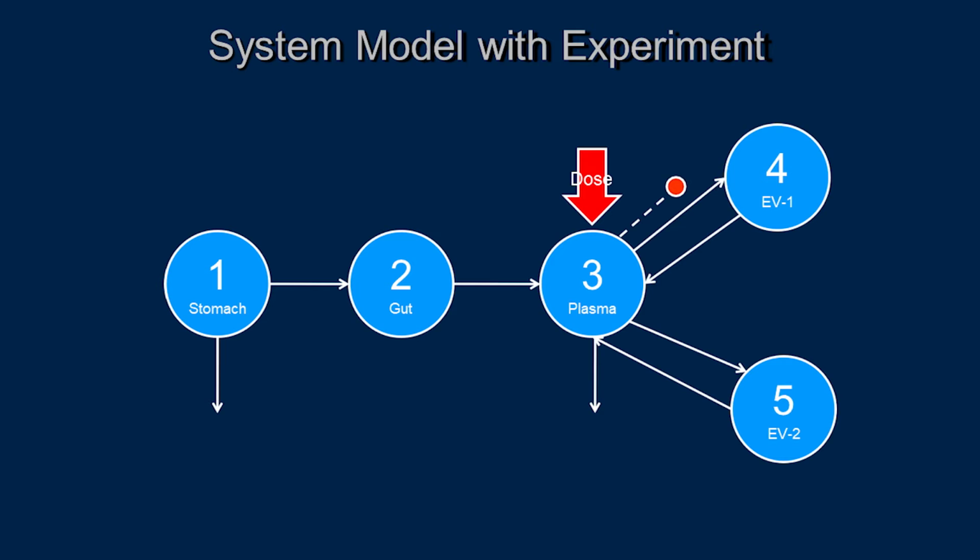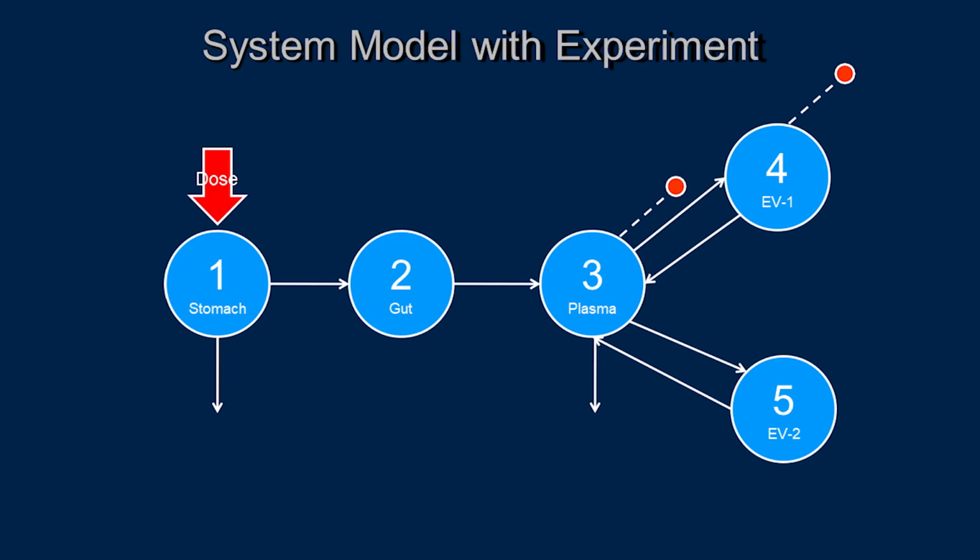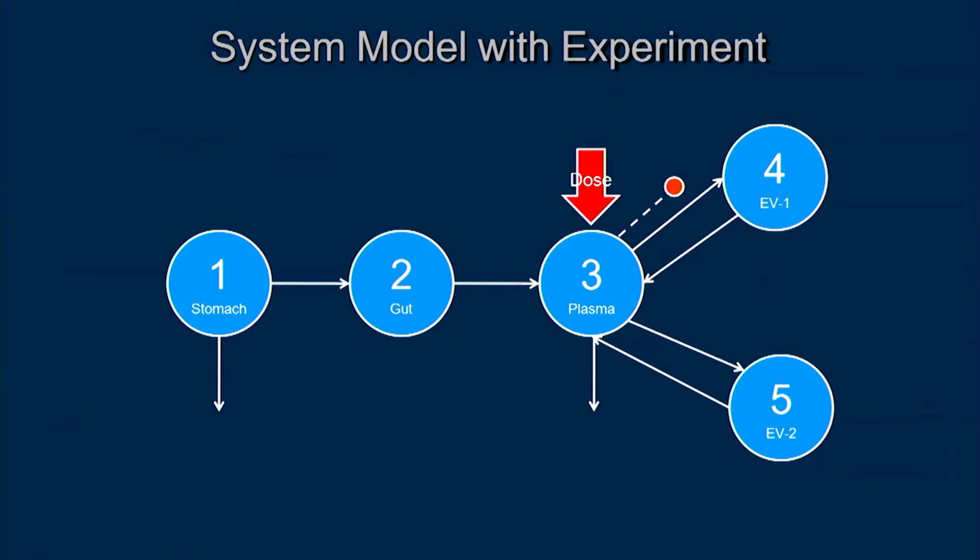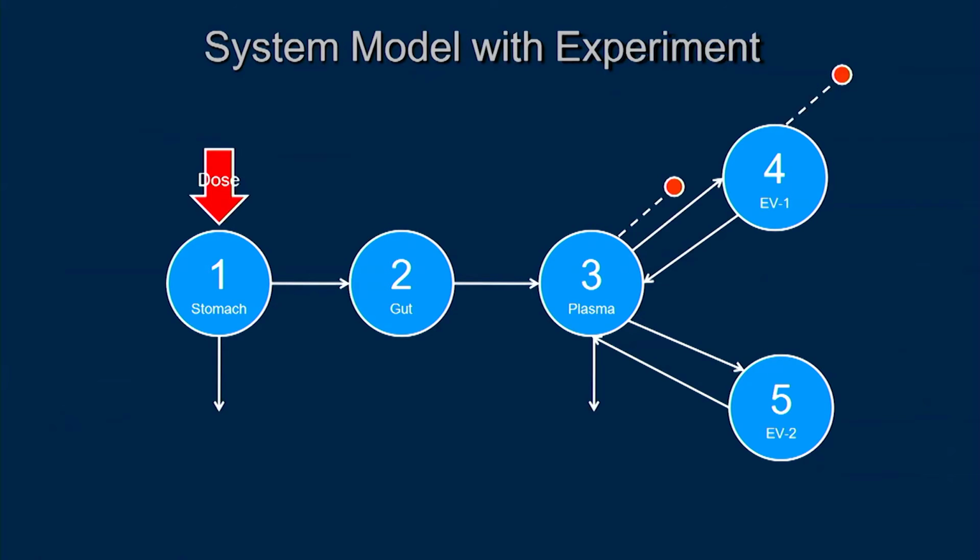On the other hand, I could choose to experiment on the system using an oral dose. In this case, my oral dose will be given in the stomach, will traverse the gut and appear in plasma. And the sampling, the measurement, is still done in plasma, and perhaps even in one more extravascular pool. The time course that is derived from this particular arrangement of experimental design is very different than what can be derived from these other experimental arrangements.